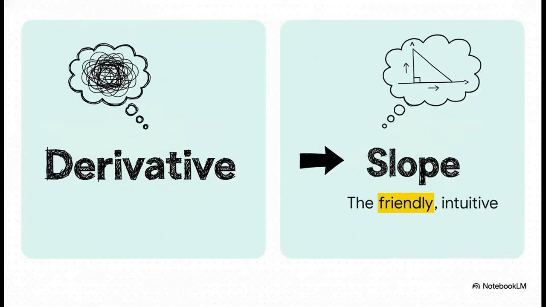Okay, this right here is the single most important idea to get. From this moment on, whenever you hear the word derivative, I want you to just swap it out in your head for a much friendlier word, slope. That's it. That's all we're talking about. A derivative is just the slope of a function. You know, the good old rise over run from algebra class.